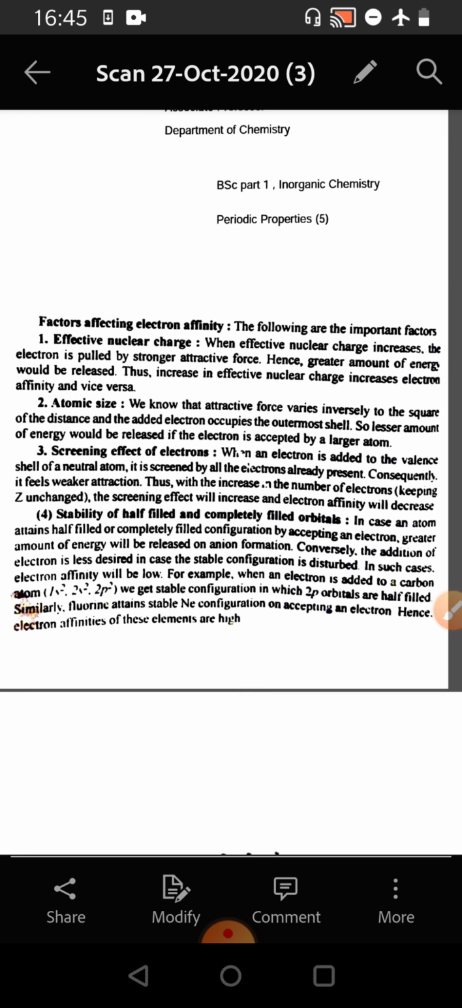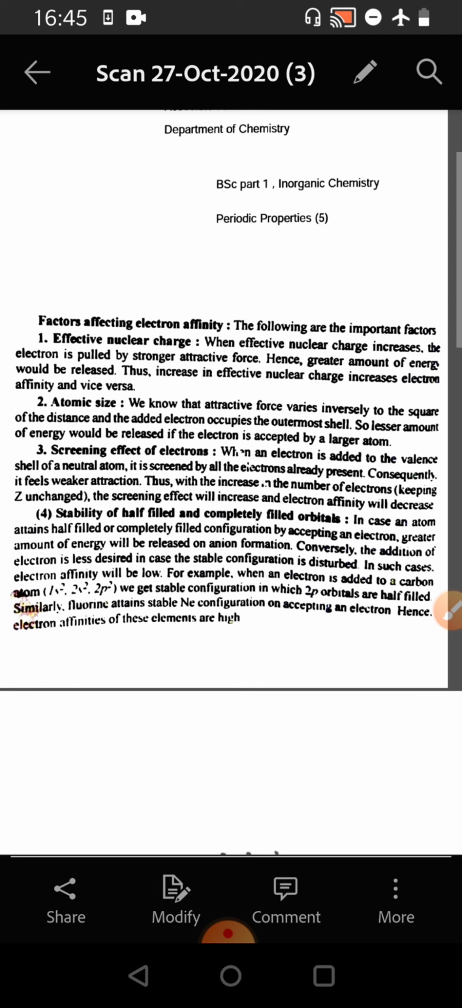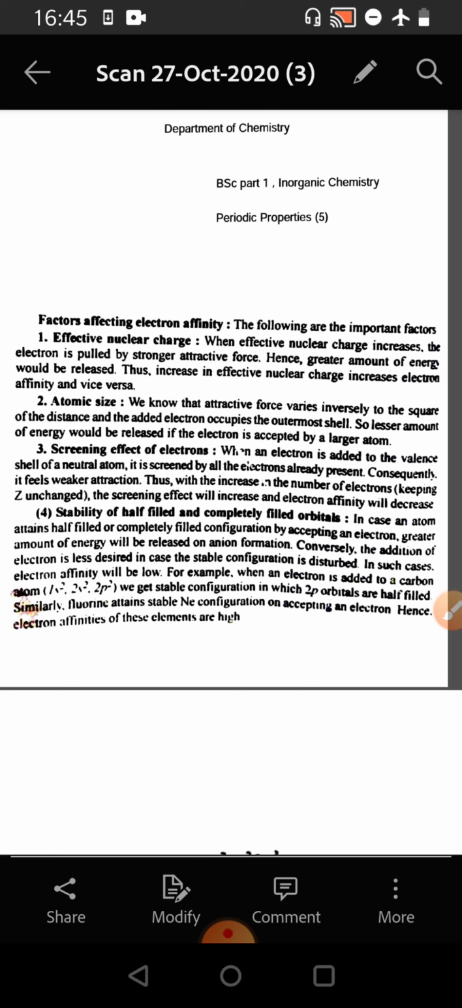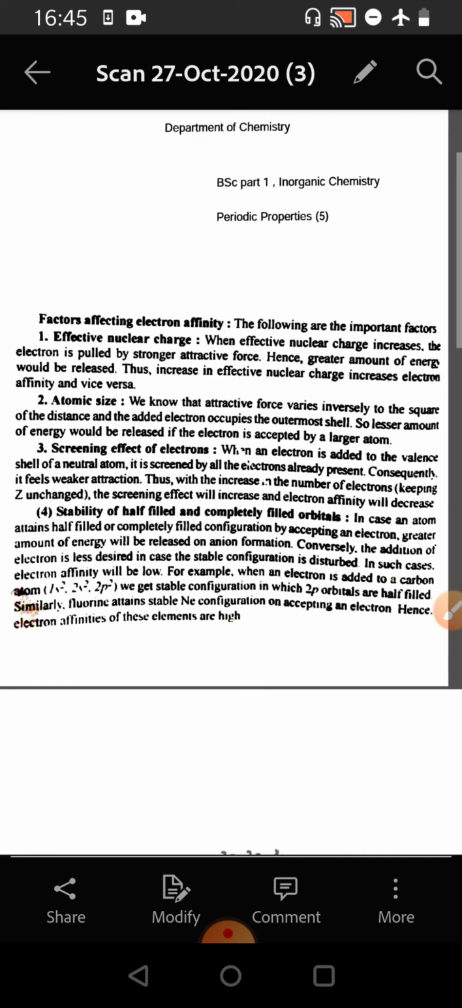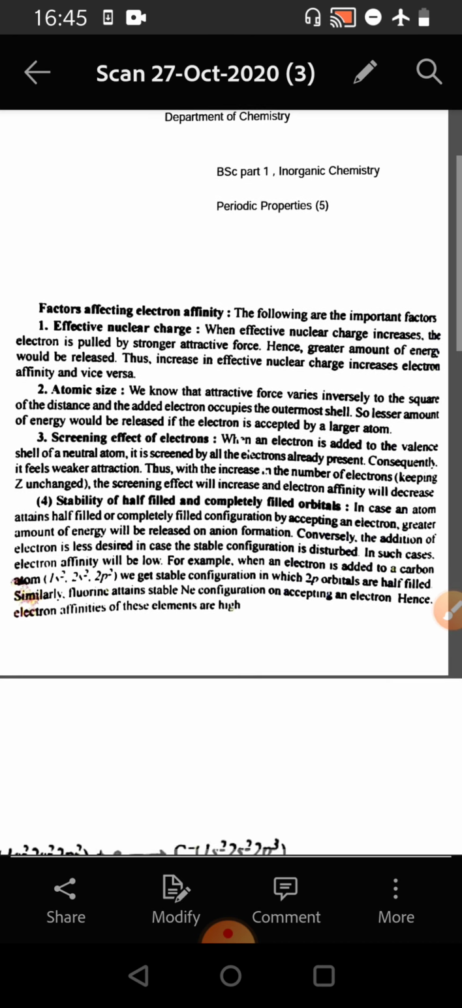The third factor is the screening effect of electrons. When an electron is added to the valence shell of a neutral atom, it is screened by all the electrons already present. Consequently, it feels weaker attraction. Thus, with the increase in the number of electrons, if we keep the Z unchanged, the screening effect increases and electron affinity decreases.